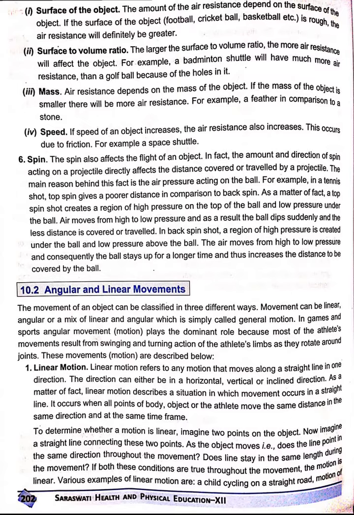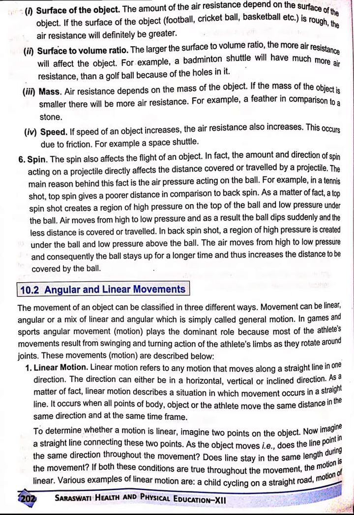In a backspin shot, a region of high pressure is created under the ball and low pressure above the ball. The air moves from high to low pressure and consequently the ball stays up for a longer time and thus increases the distance covered by the ball.